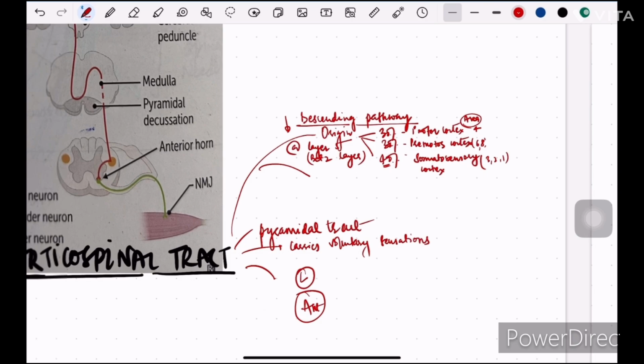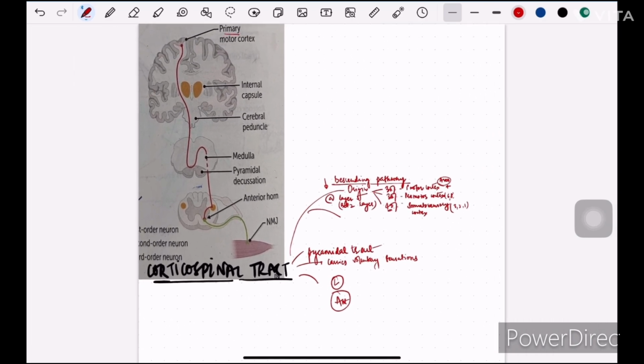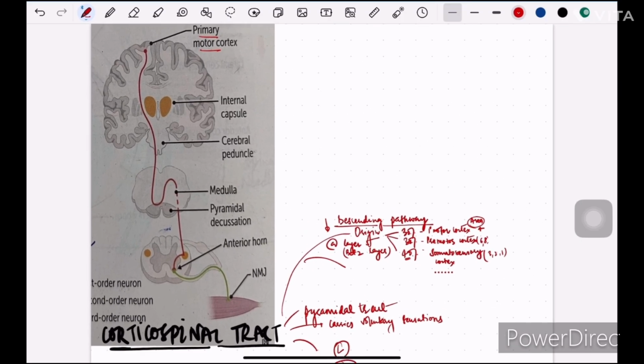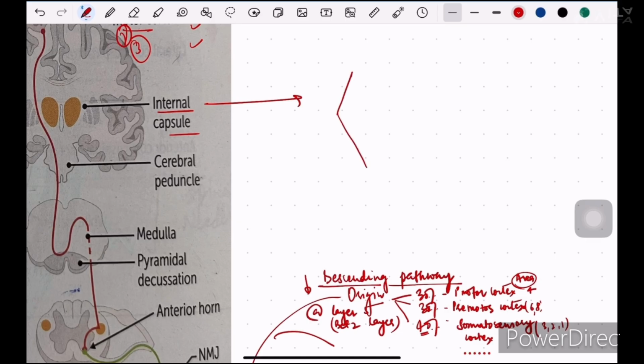it comes down. Let's see the pathway. So from the primary motor cortex, the supplementary motor cortex and the somatosensory cortex, it originates from these three things, and then it comes down at the level of the internal capsule. Now what happens at the internal capsule? Let's say this is your internal capsule. You would have read about it a bit more, so let's talk about it just in short. This is your anterior limb, this is your genu, and this is your posterior limb.